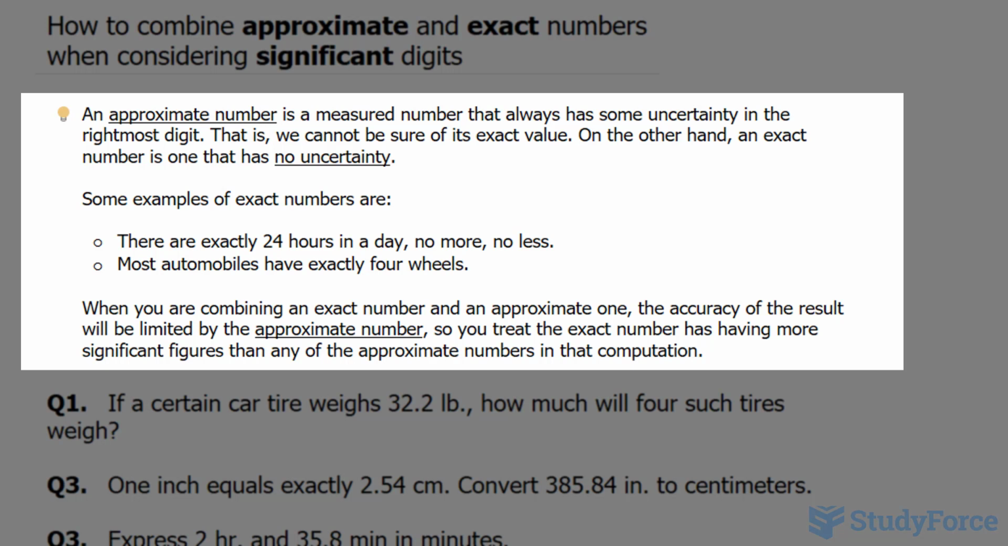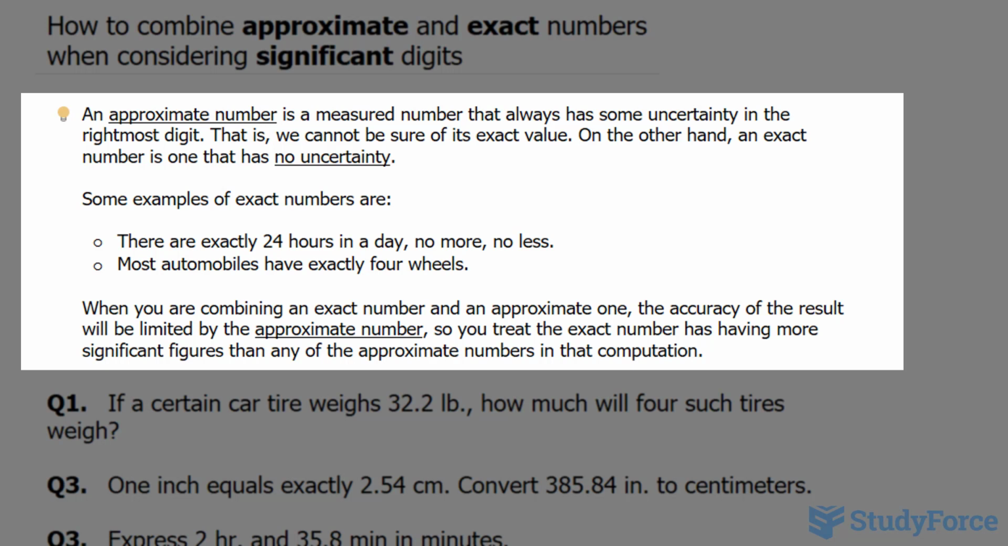Here are two examples of exact numbers. And by going through these examples, you'll have an appreciation of what an approximate number is. For instance, there are exactly 24 hours in a day, no more, no less. That will never change. It is always an exact value. It's not measured. Another example is that almost all automobiles have 4 wheels. The number 4 here is an exact number.